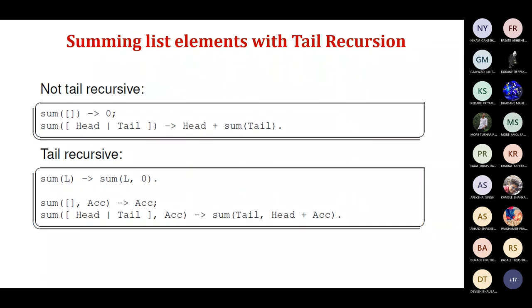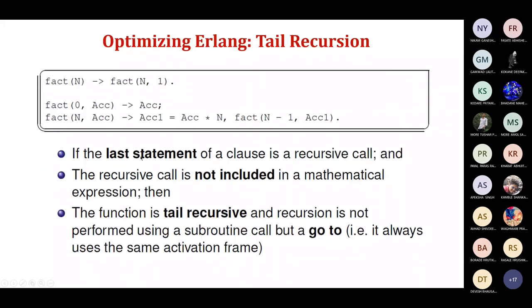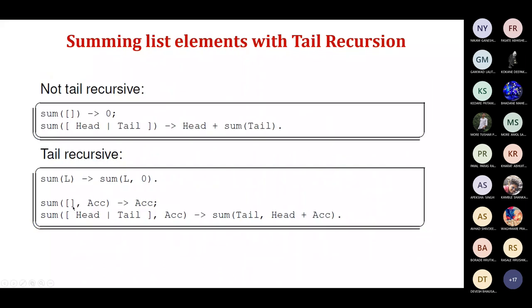So, summing the list elements with tail recursion. If you write this type, try to understand what is tail recursive and what is non-tail recursive. So sum, this is the first clause, is equal to head plus sum of tail. We are just calling sum on the tail. But if you make use of accumulators, this is the same as the previous one, but with an accumulator, then this becomes tail recursive. This is a tail recursive function.